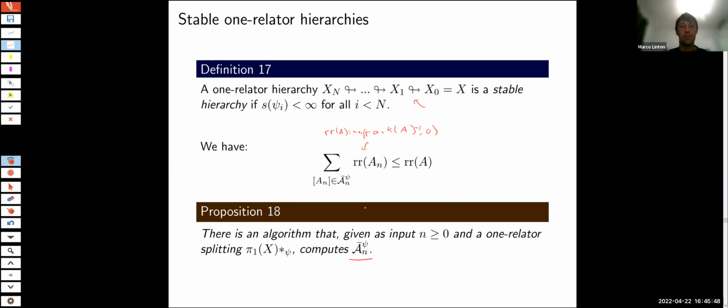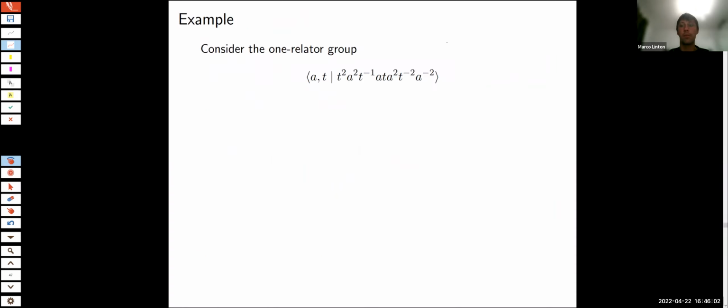And I mean, this is pretty particular to the case of one-related groups, and these sort of splittings. So okay, what are we going to do with this? Well, first let's go through just a simple example. I'll explain later why I chose this example, if it's not clear. Well, it won't be clear, but I'll explain later why.